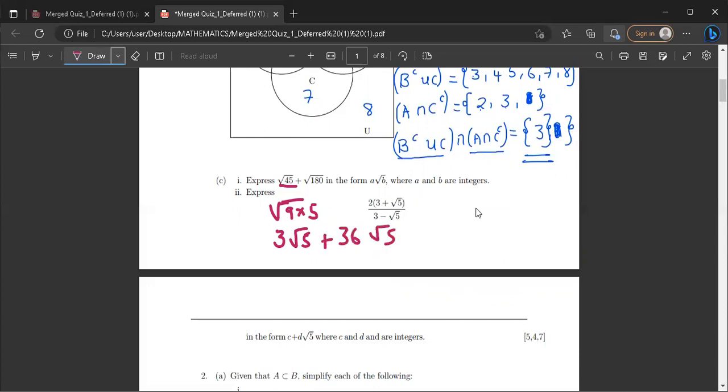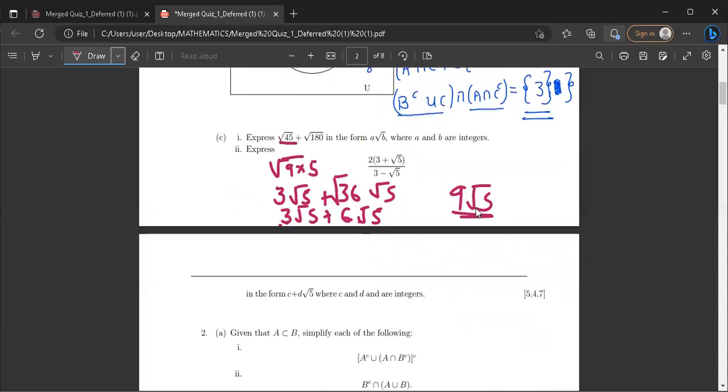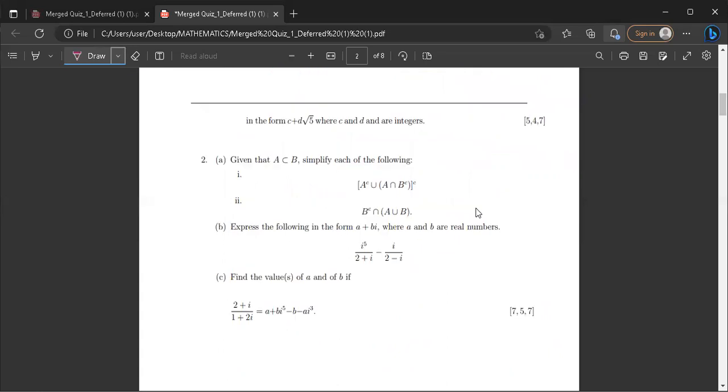So there's a plus sign here. You know the root of 36 is just 6. So it will be 3 root of 5 plus 6 root of 5. Then you can add these two to form 9 root of 5. I think that should be the final answer. Okay, and rationalizing this one, you just multiply both sides by 3 plus the root of 5, the down part as well, 3 plus the root of 5. Okay, then this part as well, I think you should be fine with this.